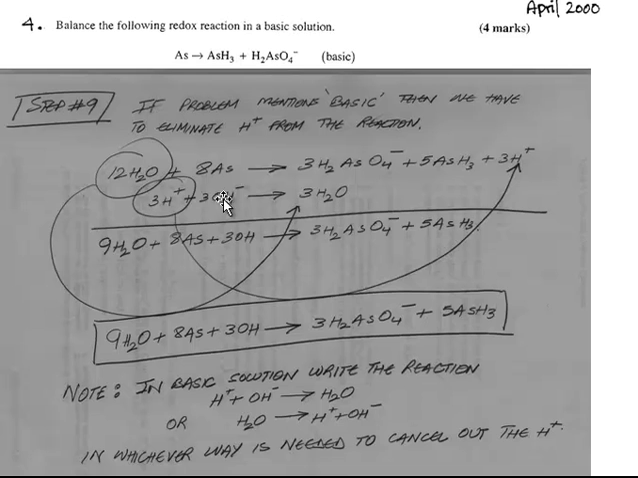So these two cancel out. 12 H2O minus 3 H2O gives us 9 H2O, and once we add these together, that would be our final solution with the 3 OH, which makes it basic. So that's how we balance a redox reaction. Thank you very much.